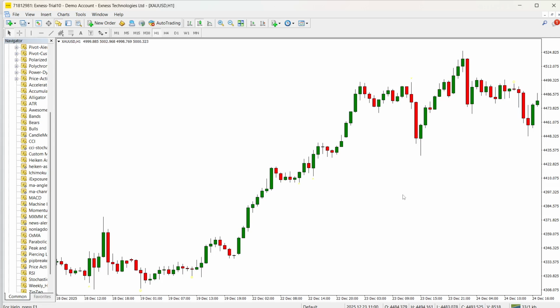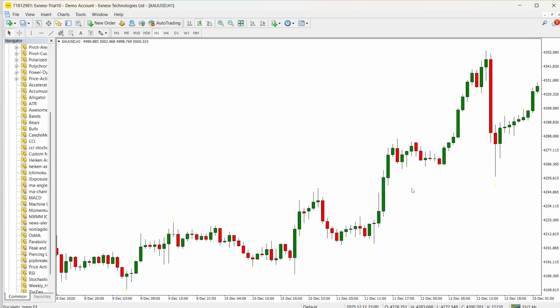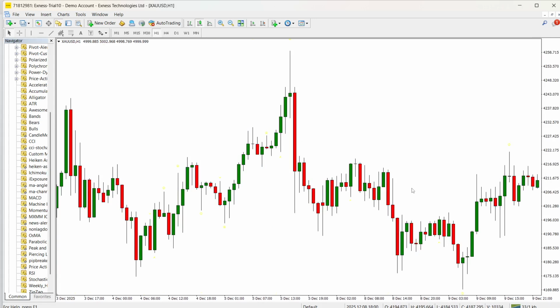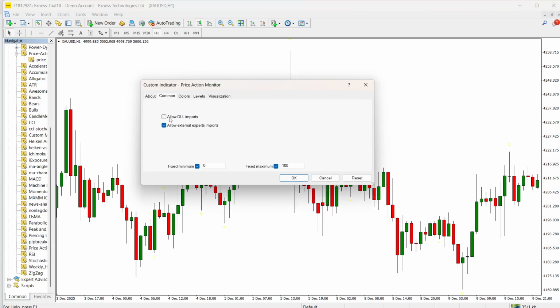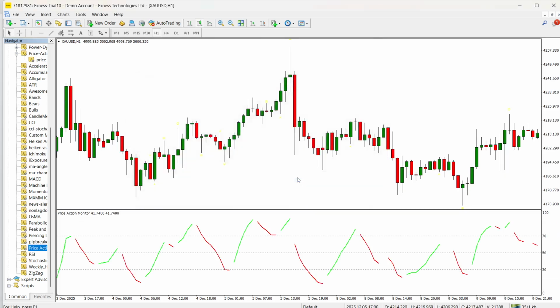In this video, we'll look at how this indicator monitors and displays price action conditions, what it implies, and what settings it offers. At this point, I'll load the indicator on the chart so you can see how it looks in real time. Alright, so we have it down here. But allow DLL imports. And there we have it.